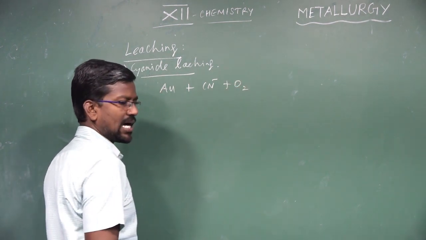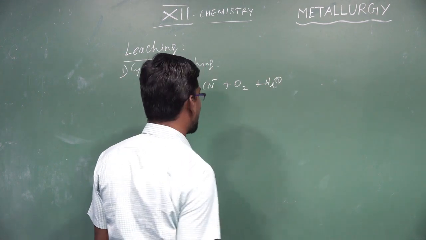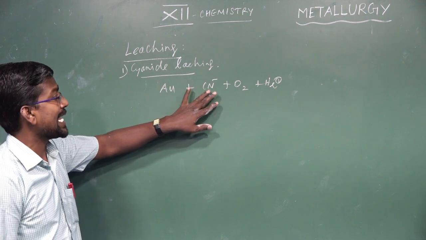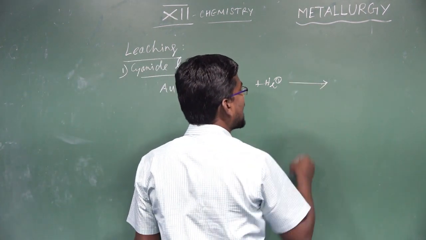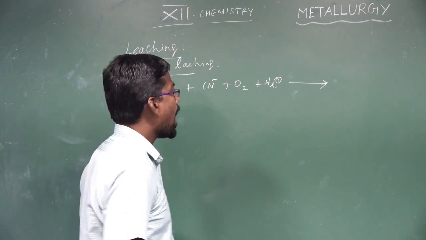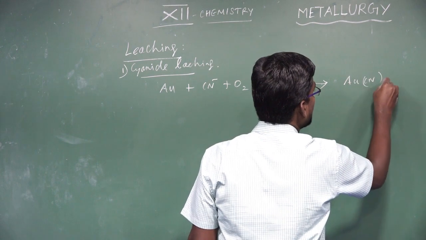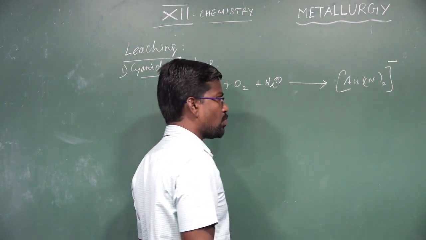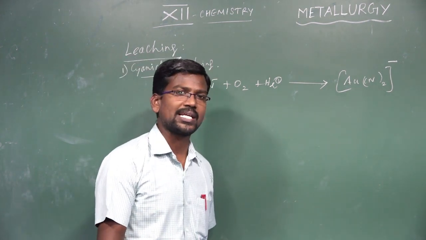Aerated means air is added. Diluted means addition of water molecules. So gold metal is leached with an aerated dilute solution of cyanide to form a water soluble aurocyanide complex, Au(CN)2 minus. These complex compounds are there, and the conc remains insoluble.